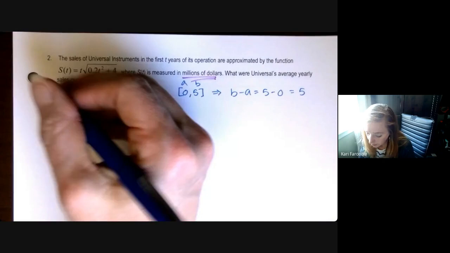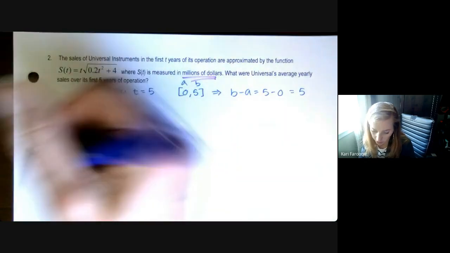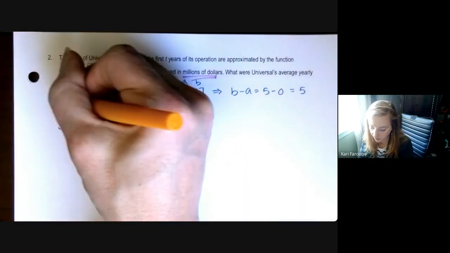All right, so let's go ahead. 1 over 5. This is your 1 over b minus a.